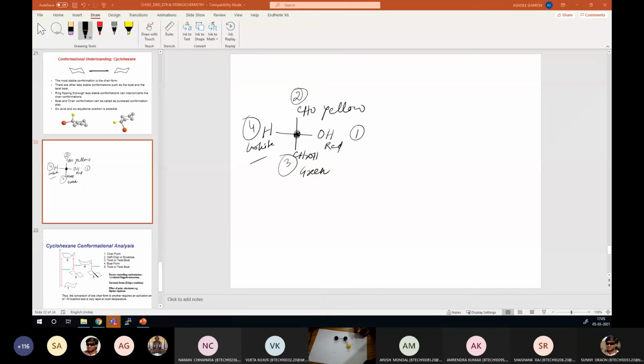3 atoms. 1, 2, 3. 1 yellow, 2, 3. Now you have another atom. So you can make 1, 2, 3 one plane and 2, 3, 4 another plane. Any confusion here? So only 2 planes is possible, right?